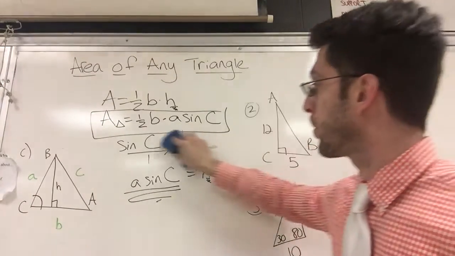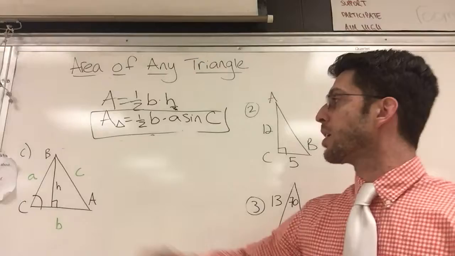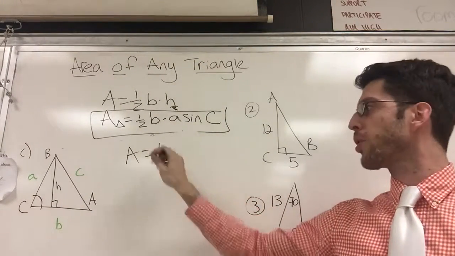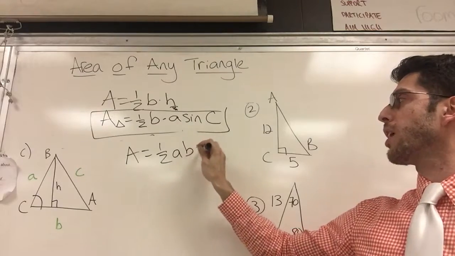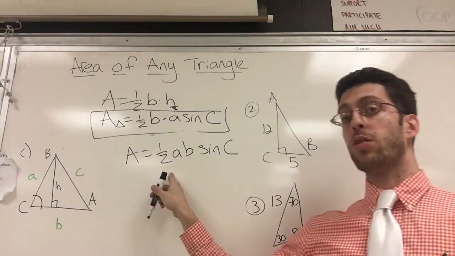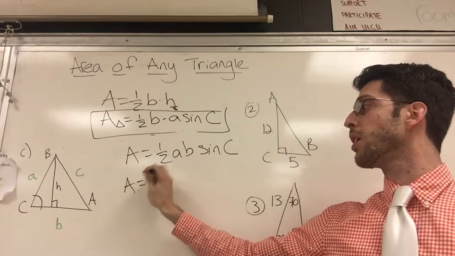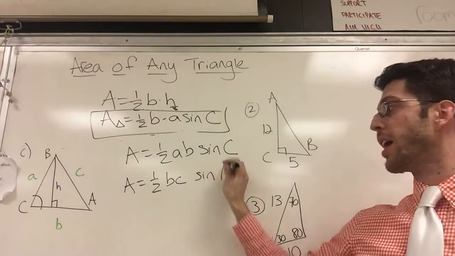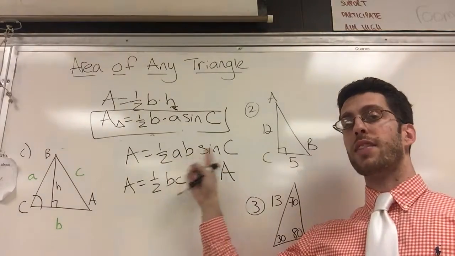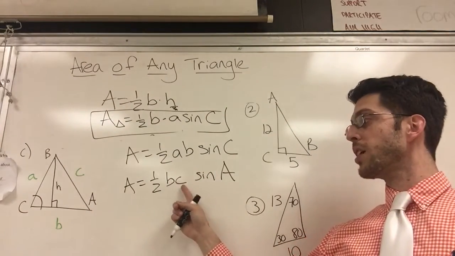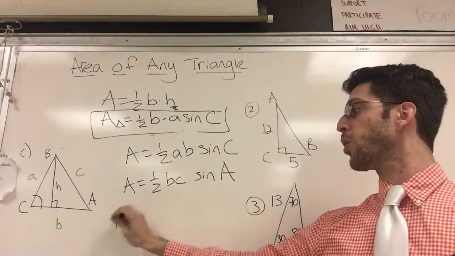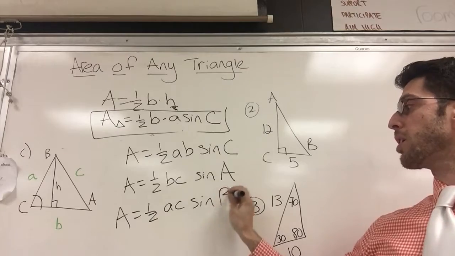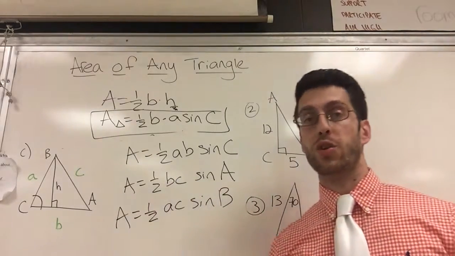All right, let me clean it up for you. You might see it like this. Area is 1/2, I'll just switch these, a, b, put them in alphabetical order, ab sine big C. That's one version. Another version is 1/2 bc sine A. So it's two sides and the sine of the third angle. Or, of course, you guessed it by now, ac sine big B. Any one of these three, depending on what you're given.